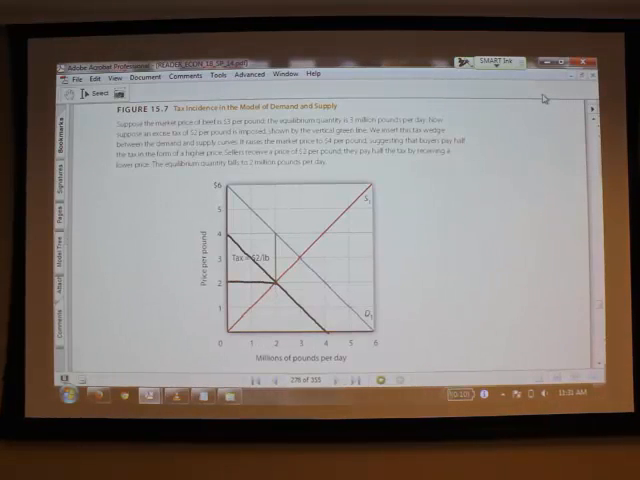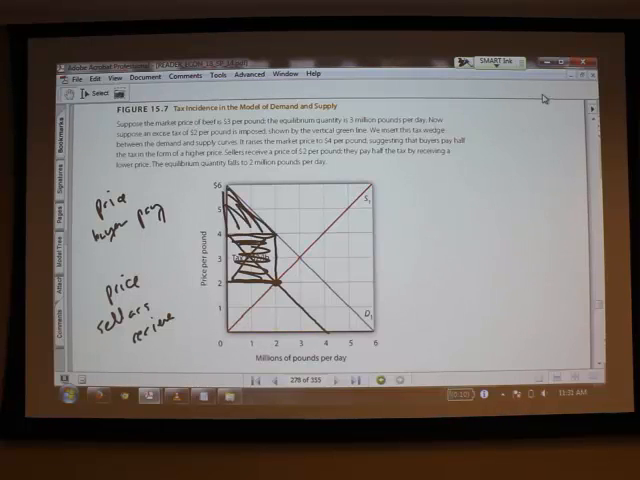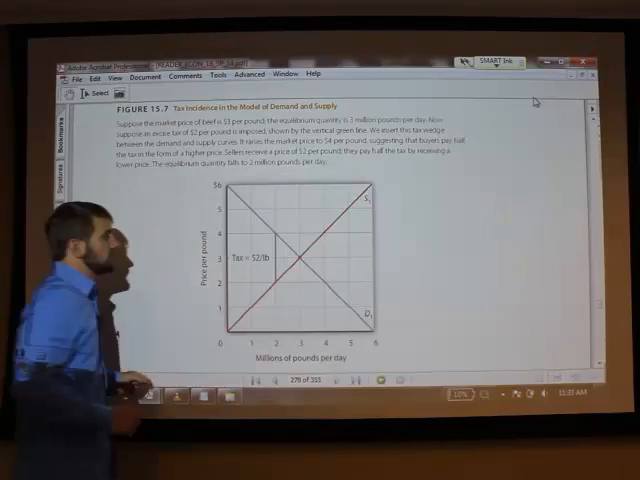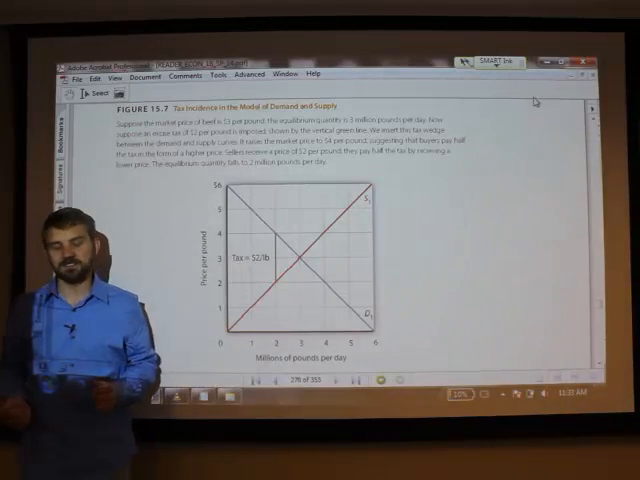This is the price sellers receive. But after the consumers give $2 to the store, they must give $2 to the government, and so $4 is the price buyers pay. Again, tax revenue is this area, consumer surplus is this area, producer surplus is this area, and this is deadweight loss.